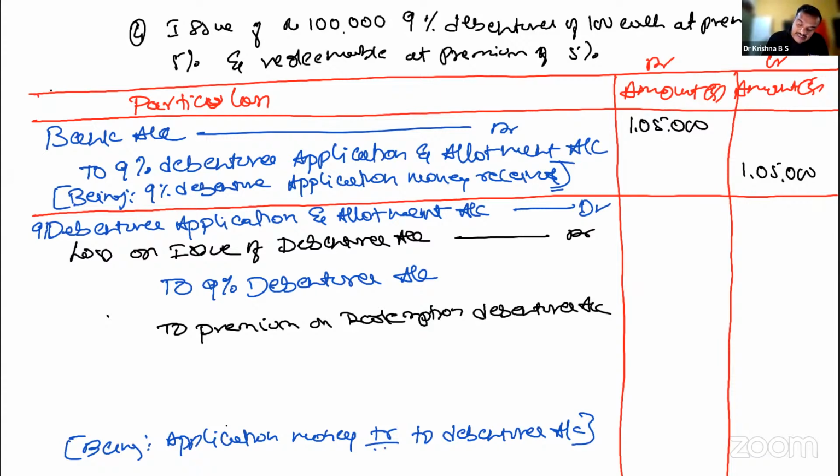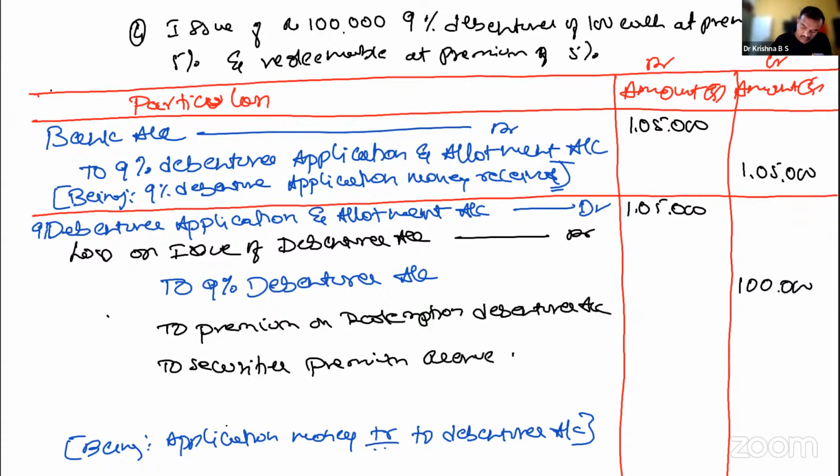You should write from the previous entry. 1,05,000. To 9% debentures, I said always the face value. You should write one more entry extra here. To securities premium reserve account. Here, loss on issue of debentures. How much loss you suffered because of the issue of debentures? Because when you repaid the money, you paid 5,000 extra. Write 5,000 here. Premium on redemption.